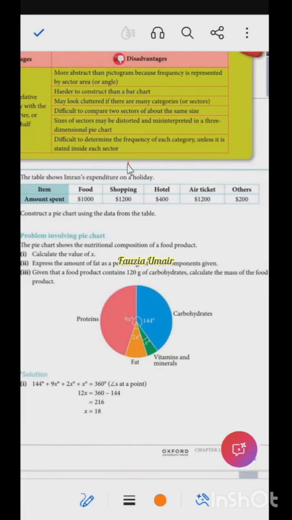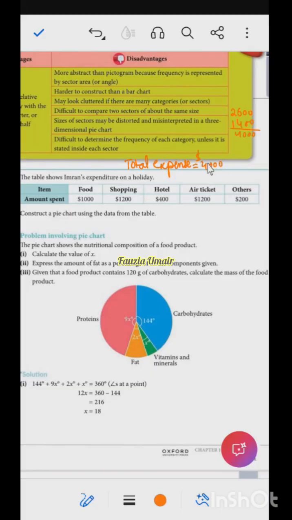So we will find out the total expenditure so that we can make the fraction, right? So we will add all these values. So 1,000 plus 1,200, 2,200, plus 400, 2,600, then 1,200 and 200. So this will be 1,400 more. So this is 4,000. The total expenditure is $4,000.